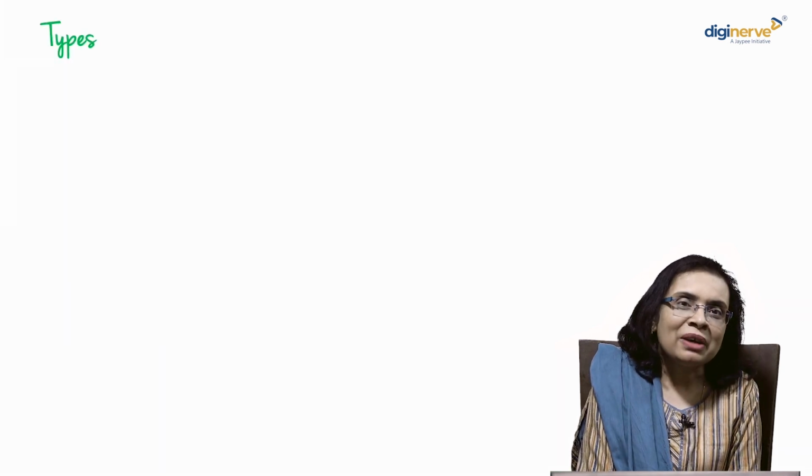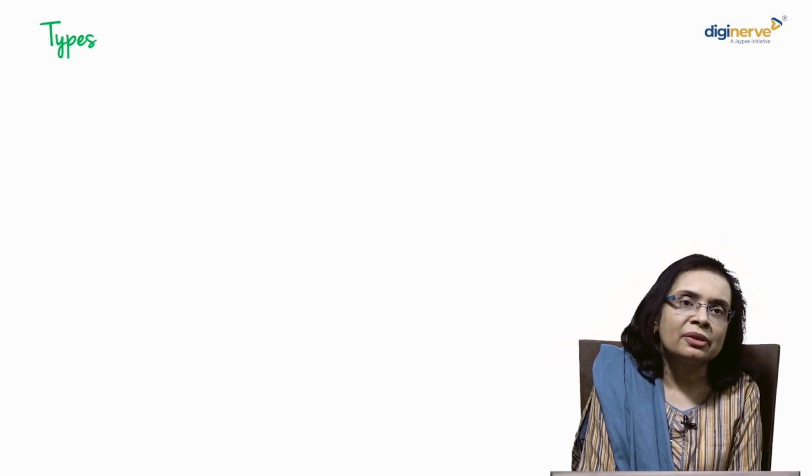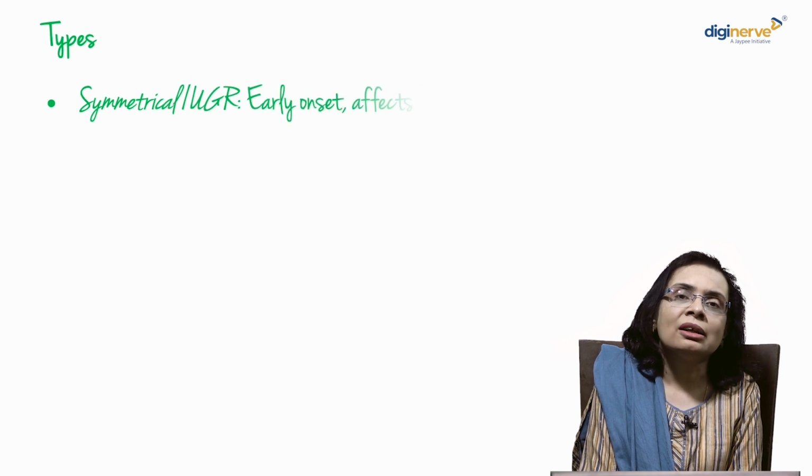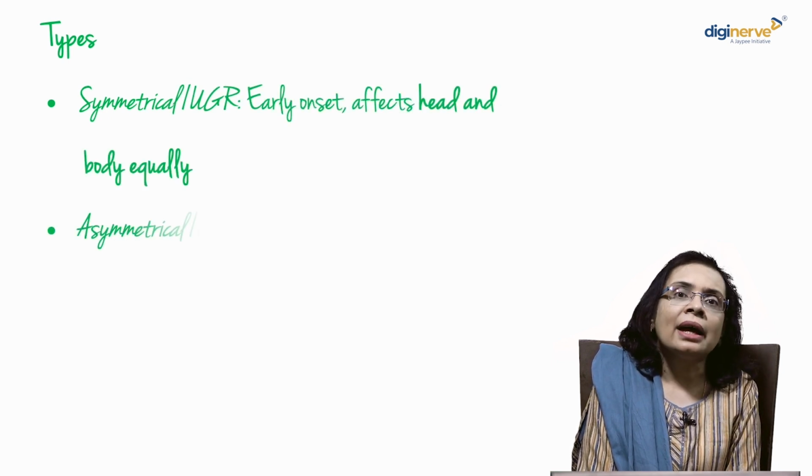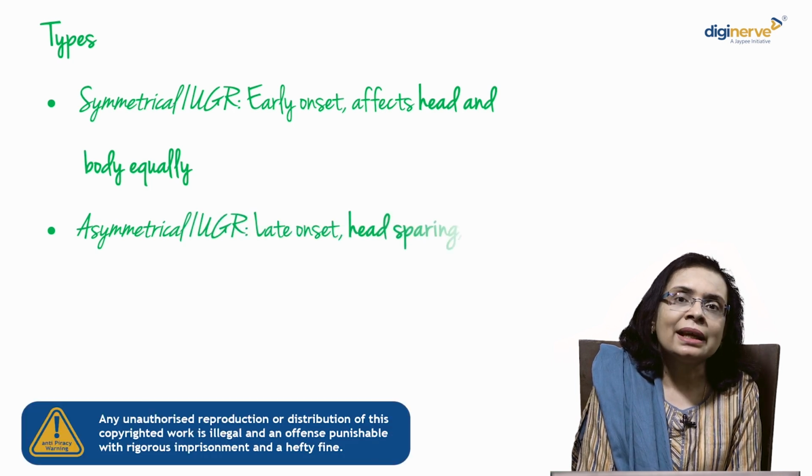So the types of IUGR, they can be two types, symmetrical or asymmetrical. The symmetrical IUGR has early onset and affects the head and the body equally. The asymmetrical IUGR, on the other hand, has late onset. It spares the head, but the abdomen or the body would be growth restricted.